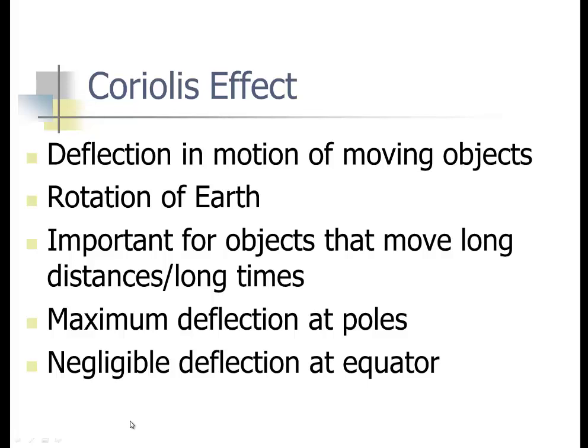Coriolis effect: this is a deflection of the motion caused by the rotation of the Earth. It's important for any objects that move along the surface over long distances, like air, water, airplanes. It does not affect cars, because cars are stuck to the ground. It doesn't affect you because you're stuck to the ground. Maximum deflection of the Coriolis is at the poles. It's almost negligible at the equator. In other words, the Coriolis effect almost doesn't work.